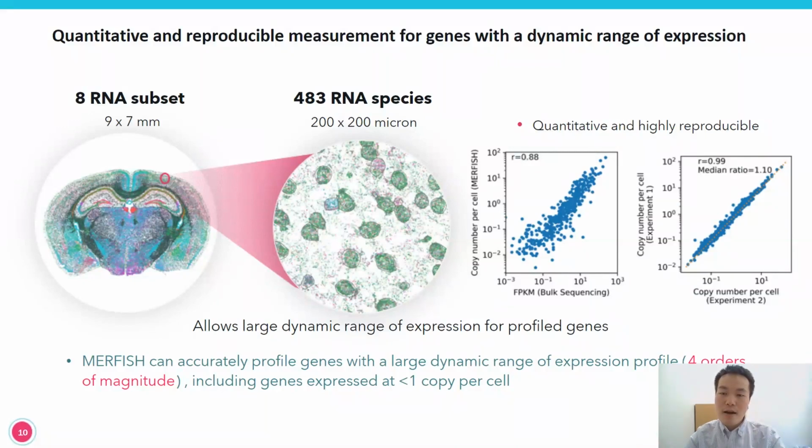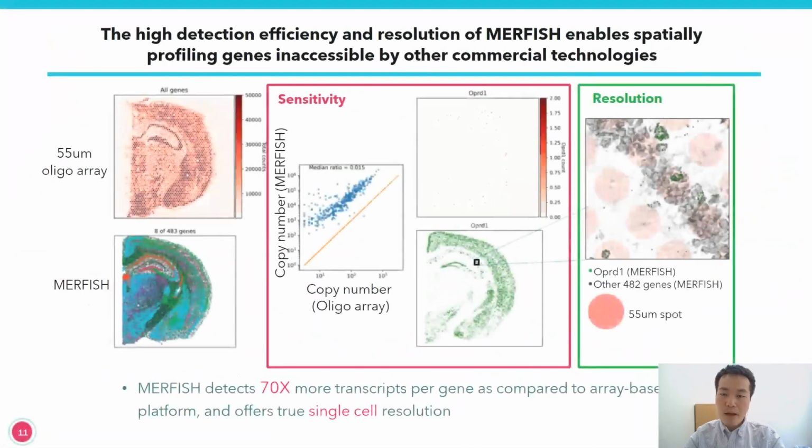As you are seeing in the correlation plot with bulk RNA sequencing there, the expression range for those profiled genes spans 4 orders of magnitude. And many genes with FPKM below 0.1 or even 0.01 can be very accurately measured. So this high detection efficiency of MERFISH really started to allow us to characterize lowly expressed but functionally important genes.